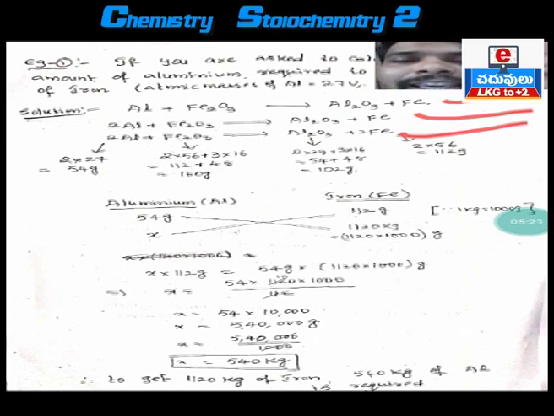After balancing the chemical equation, you need to calculate the weights of reactants and products. What are the reactants here? Aluminium and iron oxide. What are the products here? Aluminium oxide and iron. So you have to calculate the weights of reactants and products to solve this problem. Okay, now I am going to calculate weights of reactants and products.